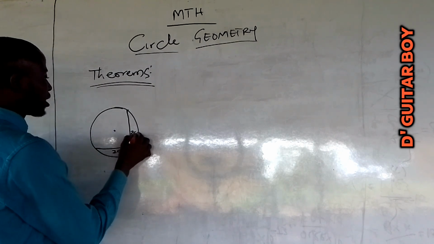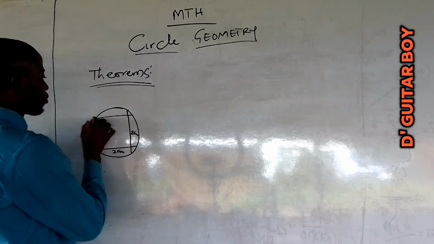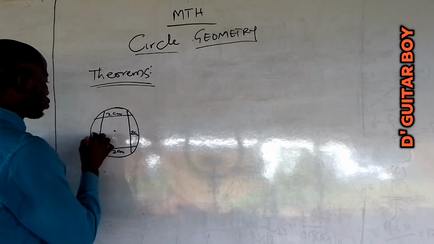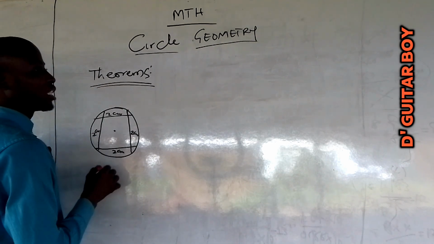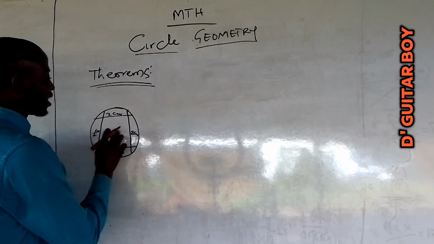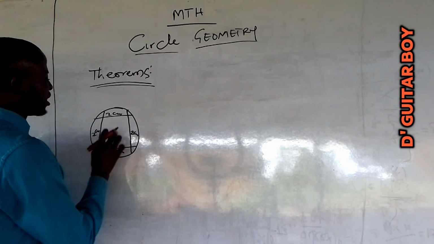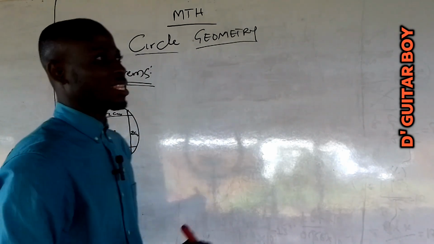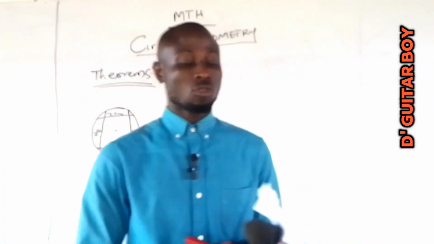It's 2 centimeter. And I draw another chord from here, 2 centimeter. Since it is 2 centimeter, 2 centimeter, 2 centimeter, just know that the distance from here to here is the same thing as the distance from here to here, and the same thing as the distance from here to here. That is what this particular theorem says.